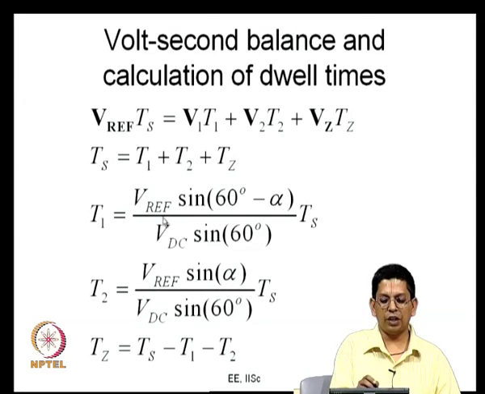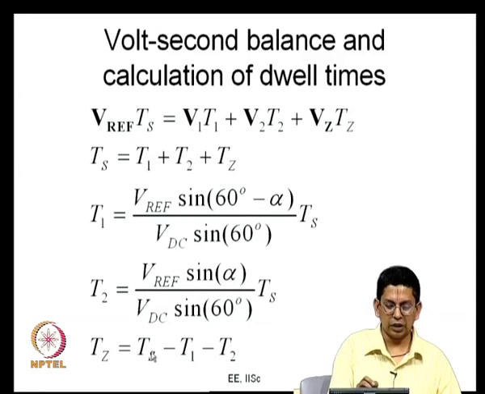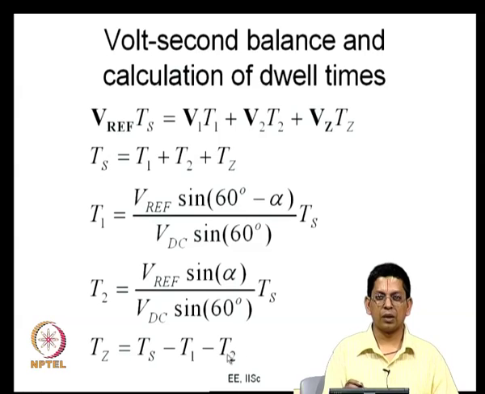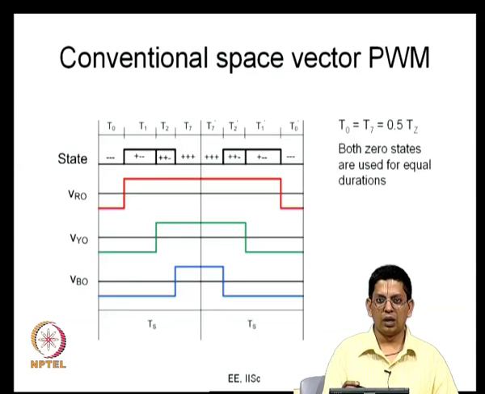You will get that T1 is Vref sin(60 minus alpha) times Ts divided by VDC sin 60. Similarly, you will get T2 as Vref times sin alpha multiplied by Ts divided by VDC sin 60 degrees. And Tz is the remaining part, that is Ts minus T1 minus T2. For the remaining portion of the time, you apply the null vector Tz. So, this is how you calculate the dwell times. We will be doing more on this in the next few lectures. This is just to show that an average voltage vector can be synthesized using these two active vectors and one null vector now.